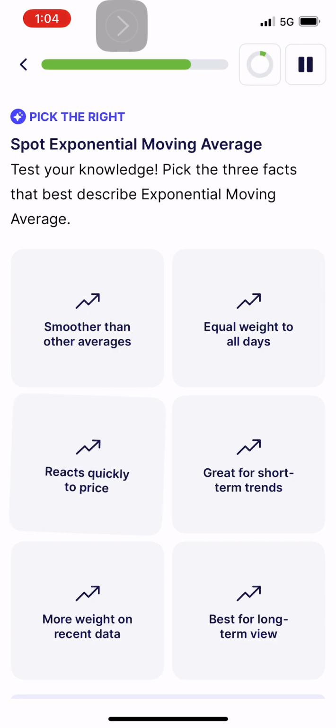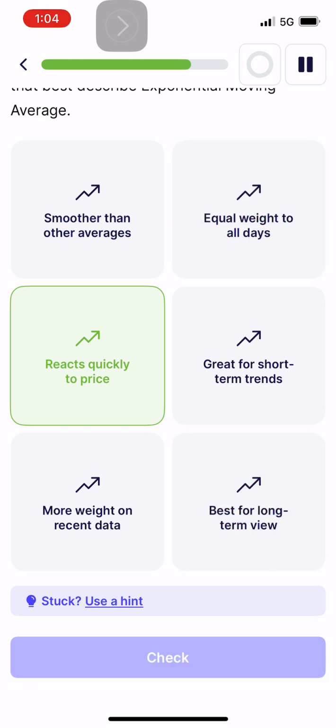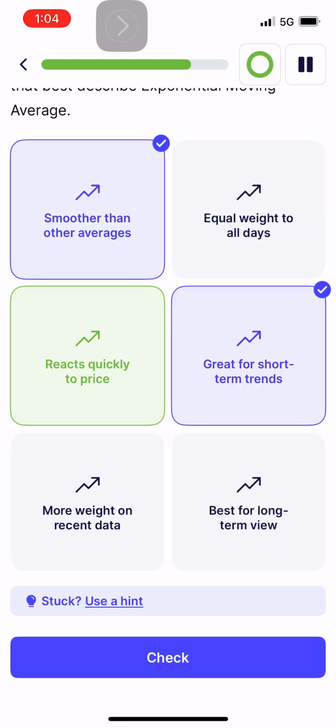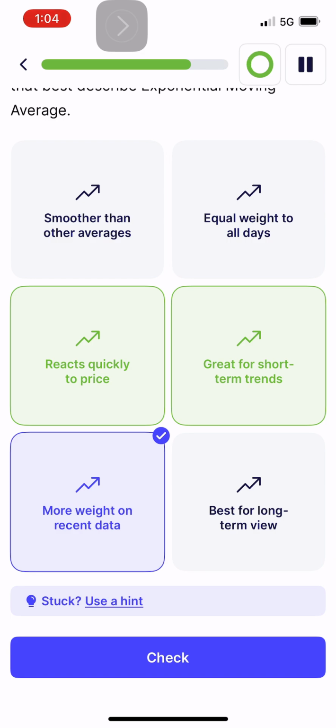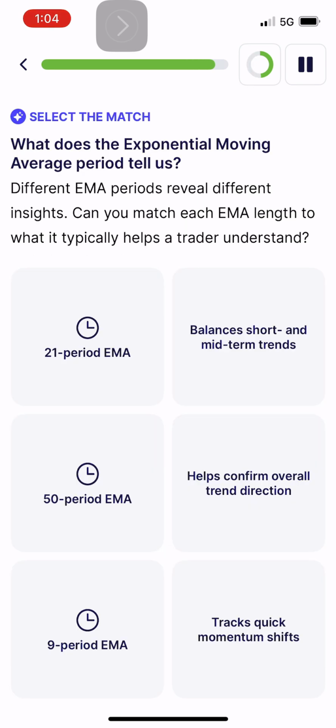Knowledge check. Spot exponential moving average. Test your knowledge. Pick the 3 facts that best describe exponential moving average. Knowledge check. And what does the exponential moving average period tell us? Different EMA periods reveal different insights. Can you match each EMA length to what it typically helps a trader understand?